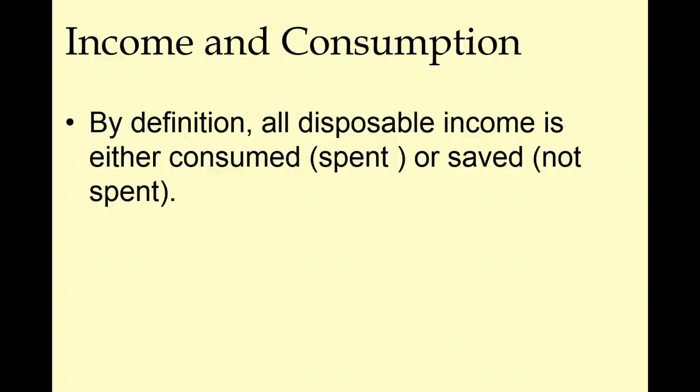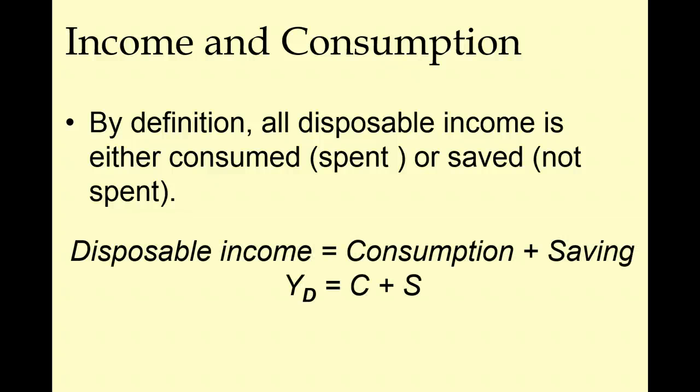What Keynes was trying to figure out is, if you give somebody an extra dollar of income, how much of that will be spent and how much will be saved? And he came up with a very, very simple equation. Y sub D is simply disposable income, and you're either going to spend it, that's consumption spending, or save it, that's S for savings. These two have to equal your disposable income.